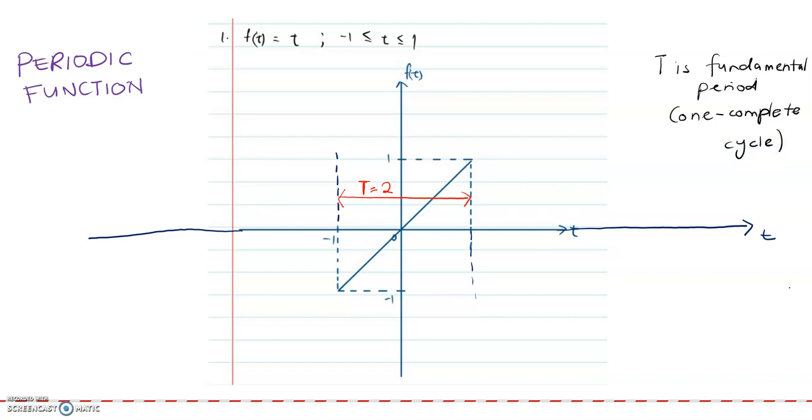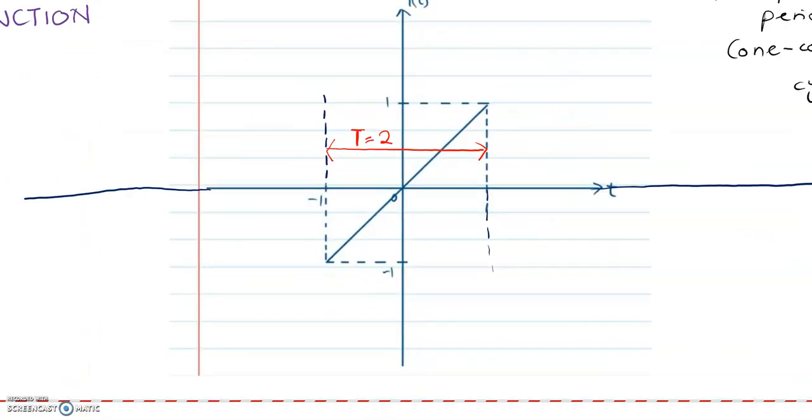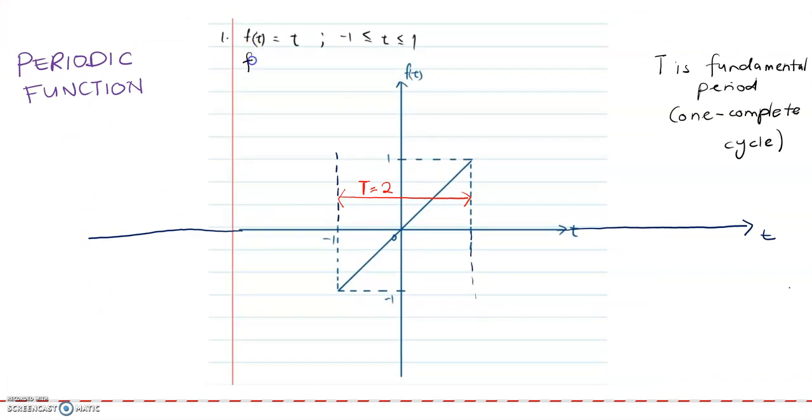So let's expand the function. I'm going to write down f(t + 2) equals f(t). So what does it mean? As t increases by 2 units, because the fundamental period is 2, and we know that in between this period of 2, the function is going to repeat itself. So f(t + 2), as t increases or decreases by 2 units, is equal to the same function as we have sketched.